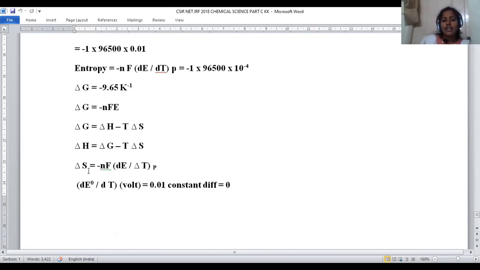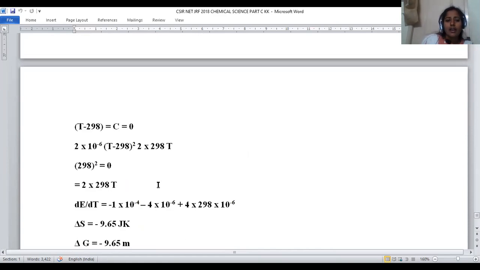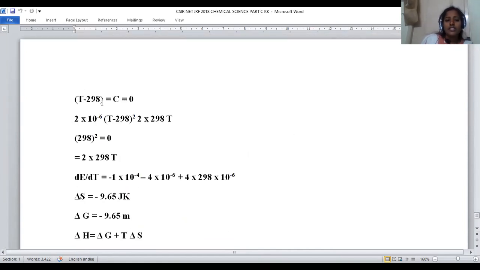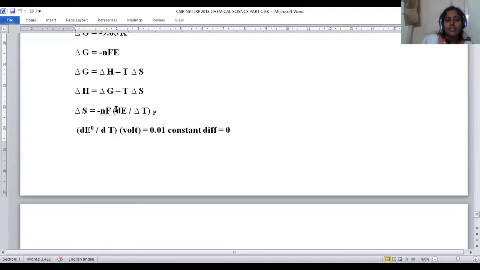And one more formula is there. Delta S is equal to nF into dE by dT at constant P. dE by dT is equal to 0.01. So dE by dT equal to 0.01 was taken. Now the temperature difference is taken as 0. When we calculate by substituting all the things, delta S is calculated as minus 9.65 joules per Kelvin.